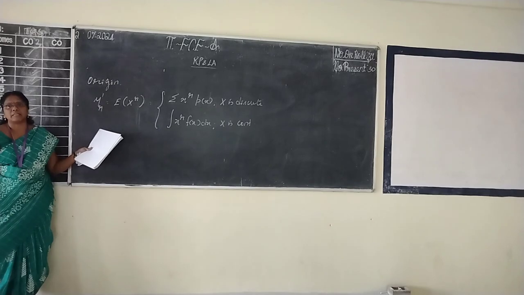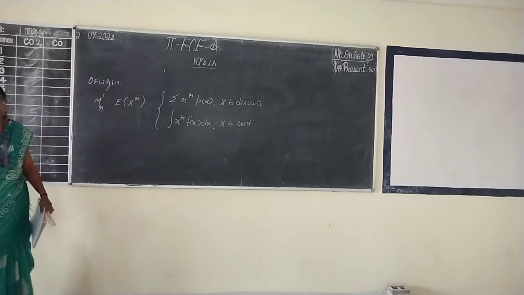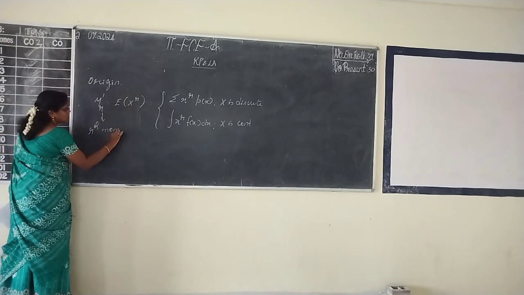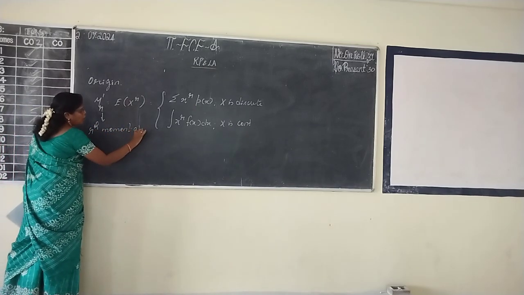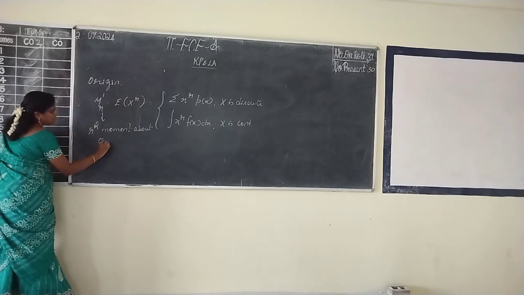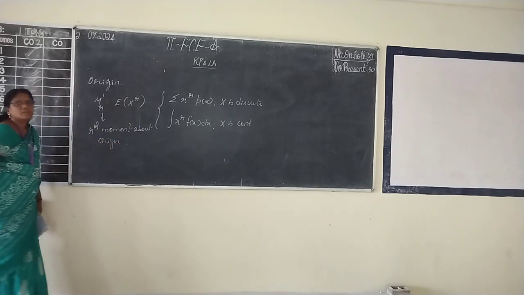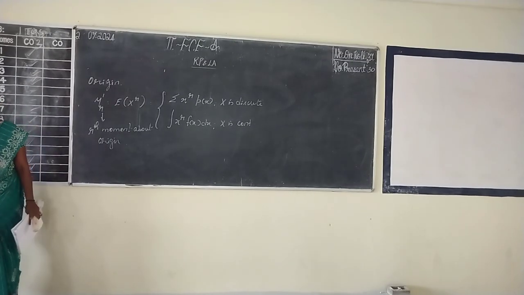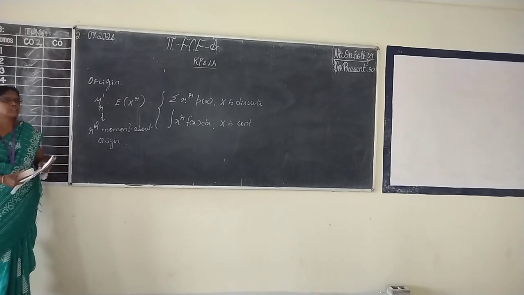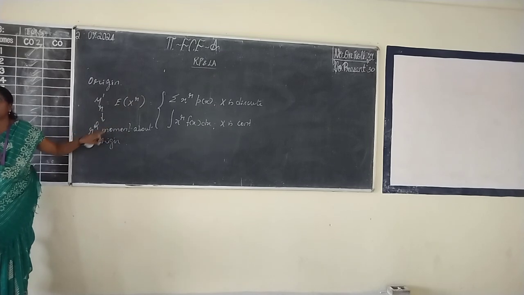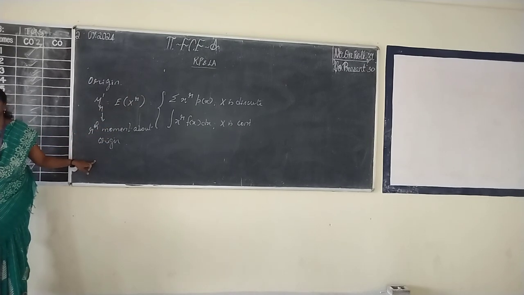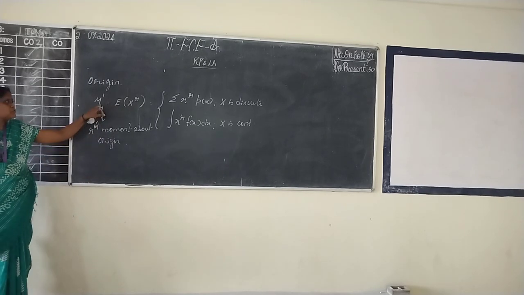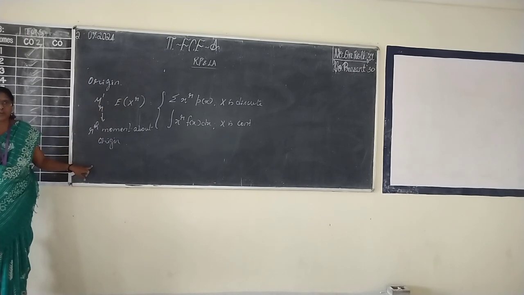So this is called the moment about origin. So mu r dash is nothing but the r-th moment about origin. So now we substitute r equal to 1. How will you call it? Mu and dash notation. How will you name it?